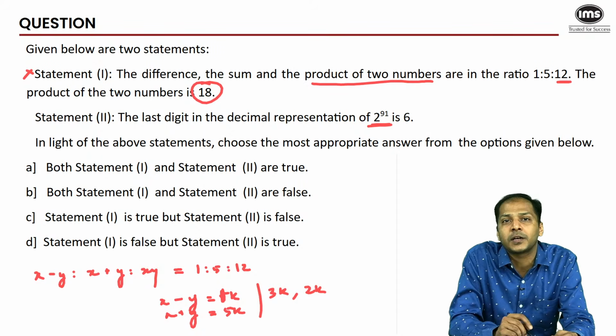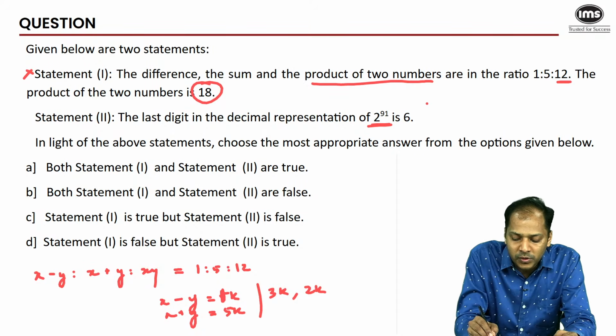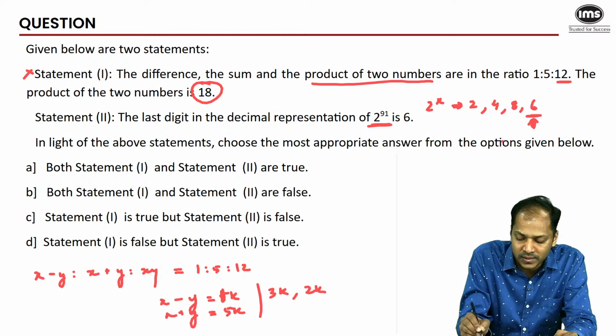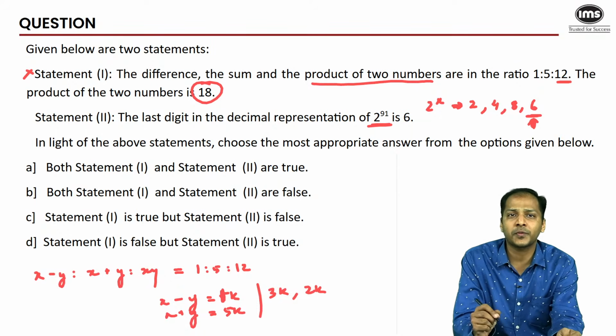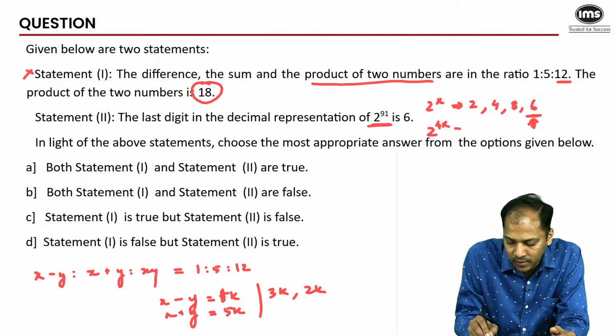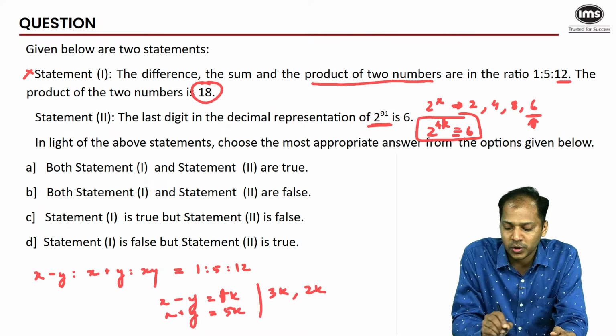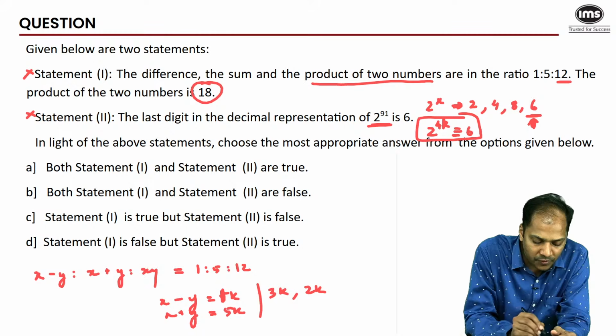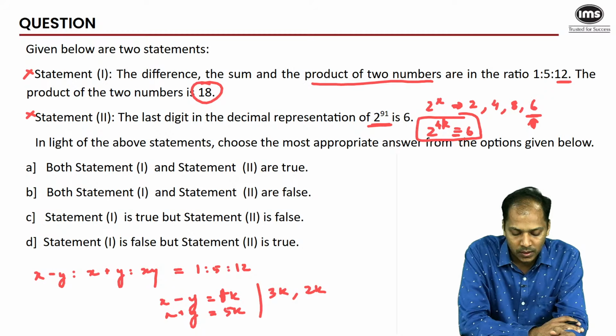We've done the cyclicity of powers of 2. Powers of 2, 2 raised to the power x follows a cycle of 2, 4, 8 and 6. So every fourth power is a 6. So 2 raised to a multiple of 4, 2 raised to 4k, ends in a 6 units place. Here 2 raised to 91, 91 is not a multiple of 4. Therefore statement 2 is definitely false.